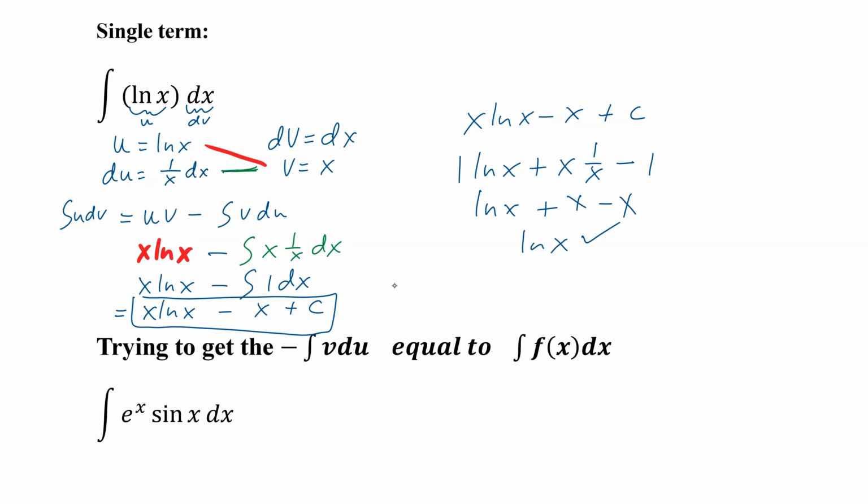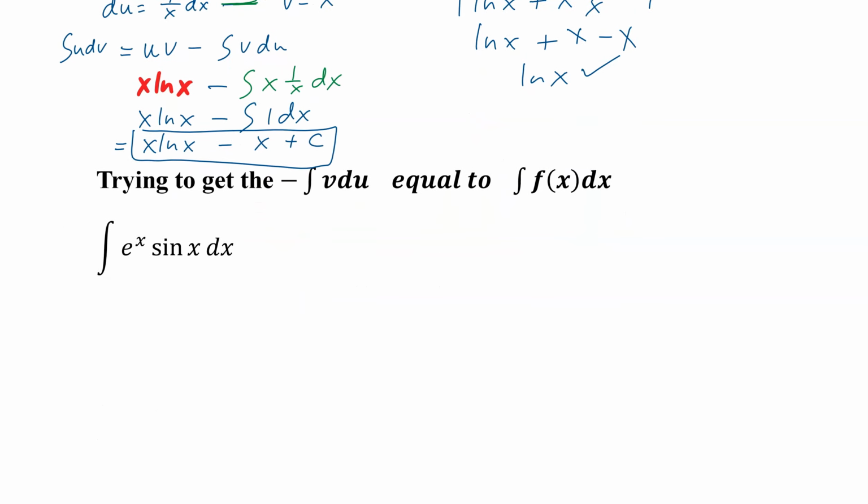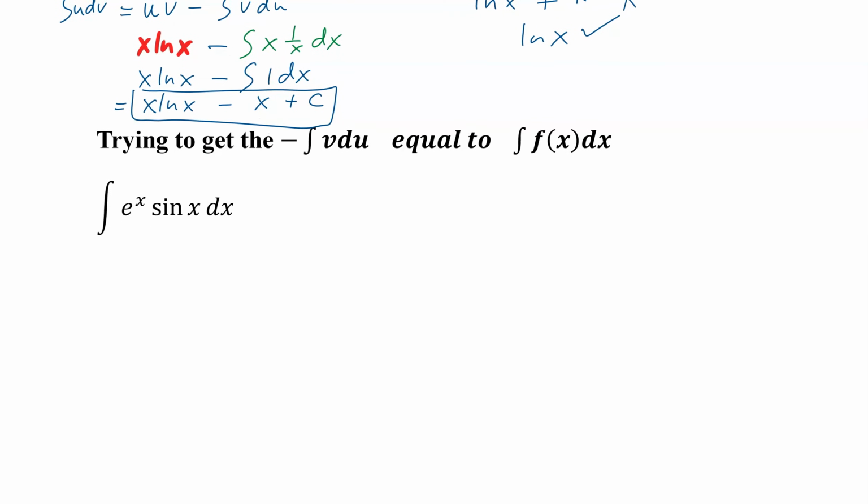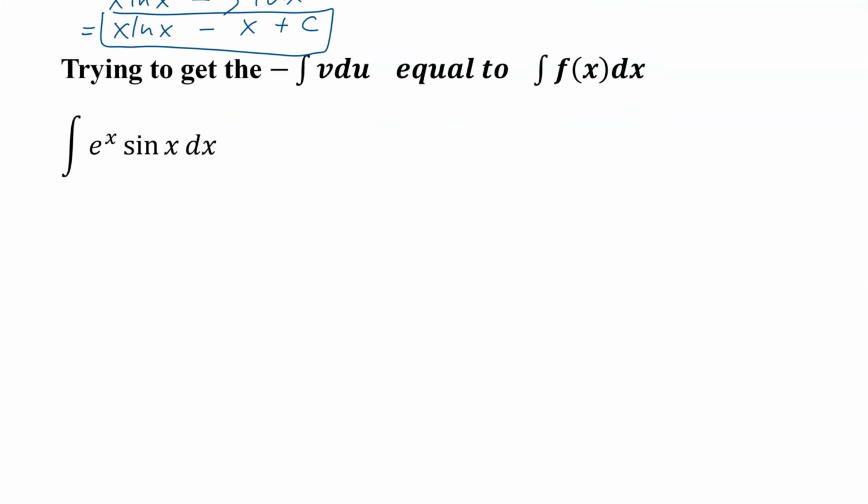So it checks perfectly. All right, the next method is when you get something that seems very hopeless. So like if you take the derivative of e to the x, you get e to the x. You take the derivative of sine x, you get cosine of x. Nothing's getting simpler. So what we end up doing when this happens is we try to turn that negative v du, that second part, that integral, into the other one. And then you can see what happens when we do that.